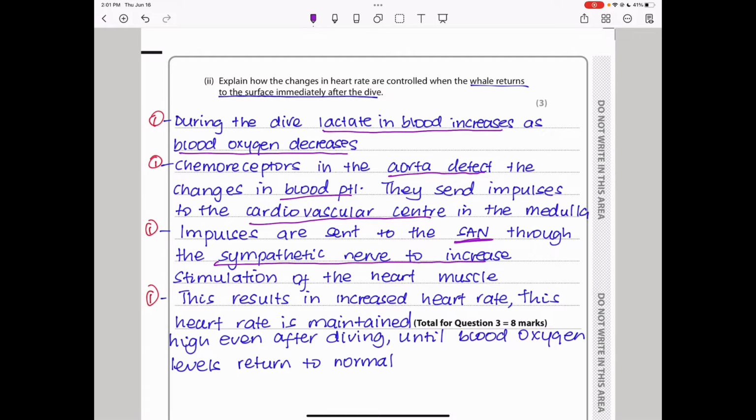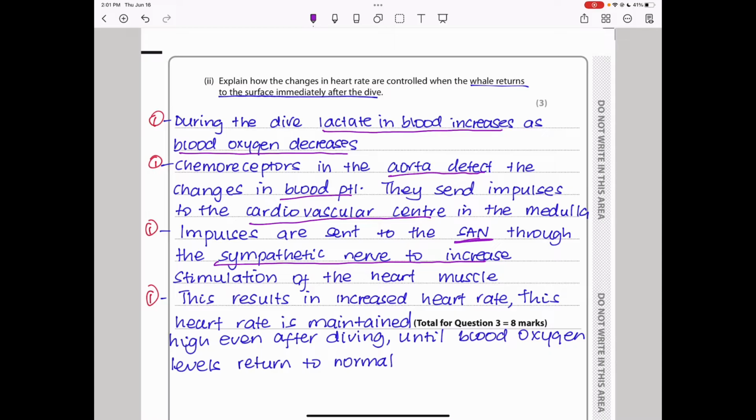You guys know that the SAN is found within the heart. It's the one that causes the stimulation of the heart muscle. So when you need more oxygen, or when your heart needs to beat more than the normal heartbeat, it means your brain has to stimulate the SAN to cause more stimulation of the heart.